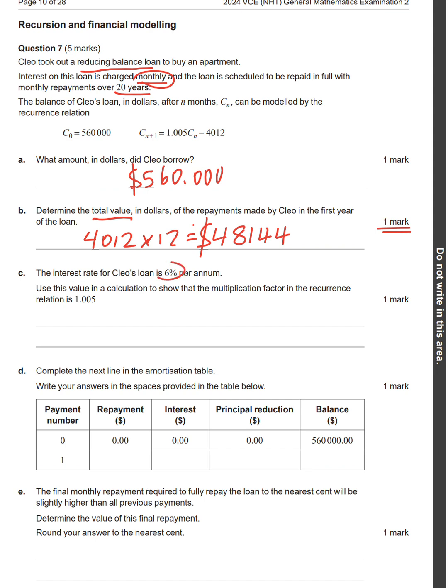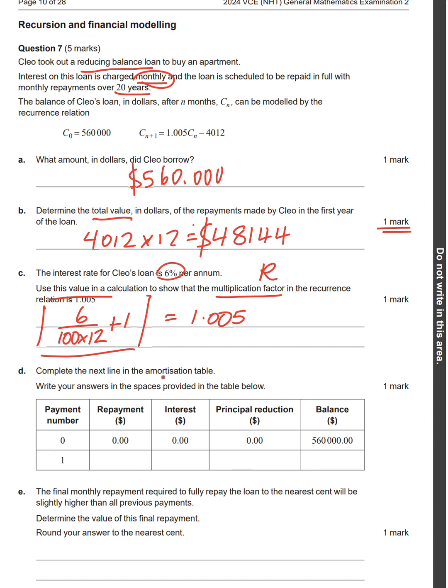So the interest rate for Cleo's loan is 6% per annum. Use this value in a calculation to show the multiplication factor. Multiplication factor is just R in the recurrence relation. So it's basically just asking, how do we get R? So to get R, we do 6 divided by 100 times 12 plus 1. And that's going to give us 1.005. But in this case, that's just what they were asking.